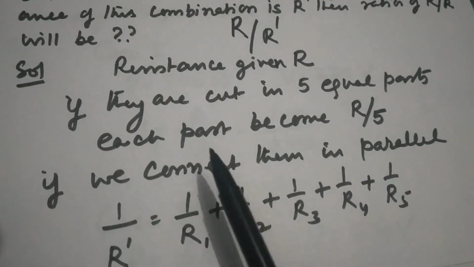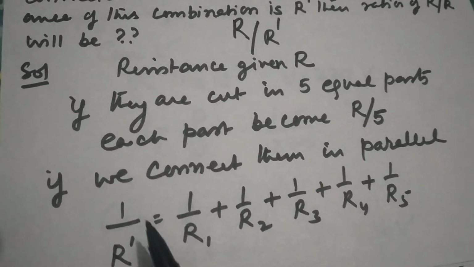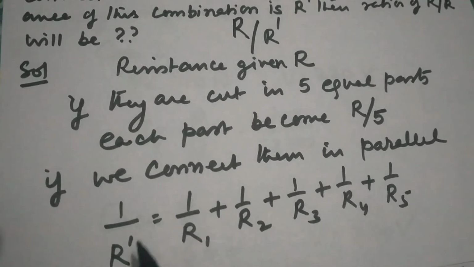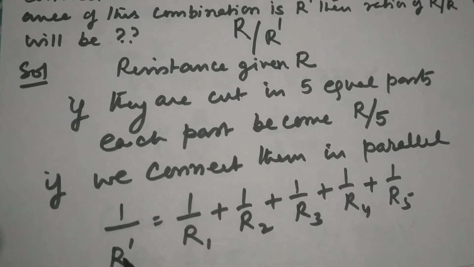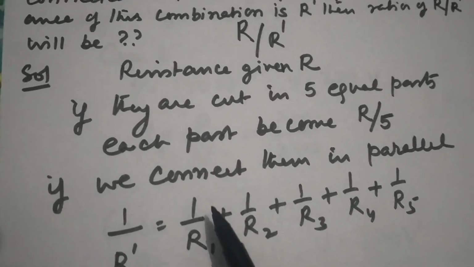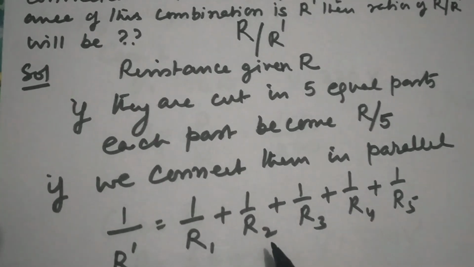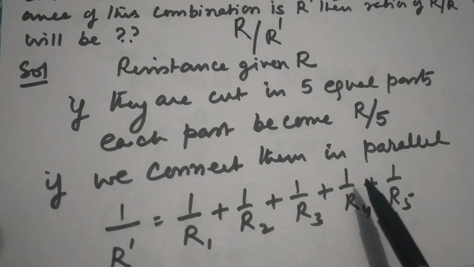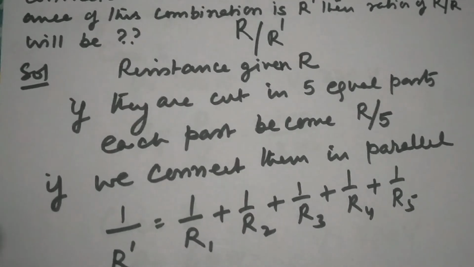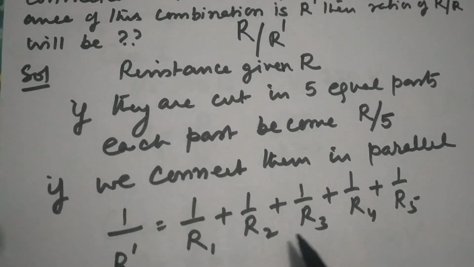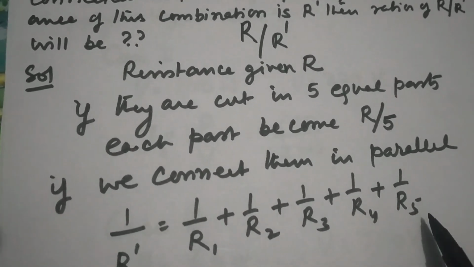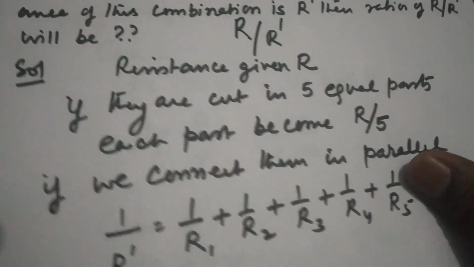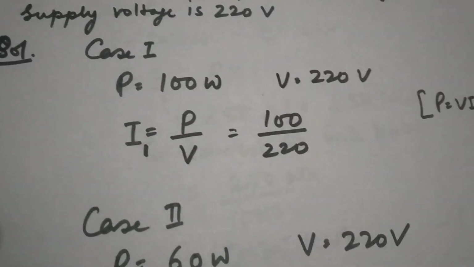And if you connect them in parallel, we follow this formula: 1 upon R dash, the equivalent resistance in parallel, is equal to 1 upon R1 plus 1 upon R2 plus 1 upon R3 plus 1 upon R4 plus 1 upon R5, because there are 5 resistances. So you have to take R1, R2, R3, R4, R5. I hope this formula is clear to you. Now we are going to the calculation part.